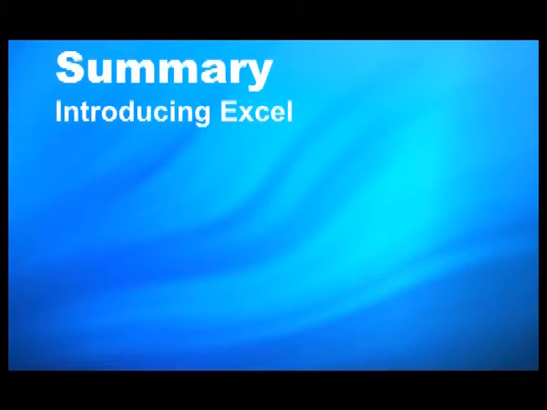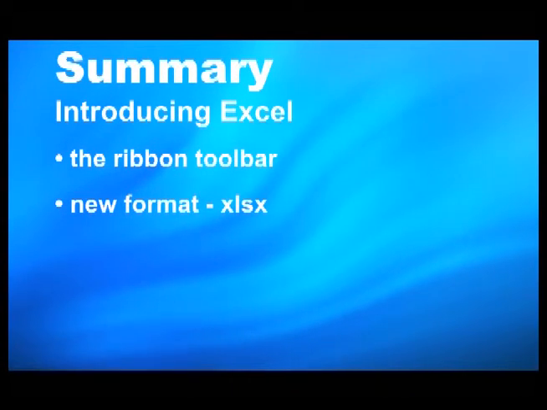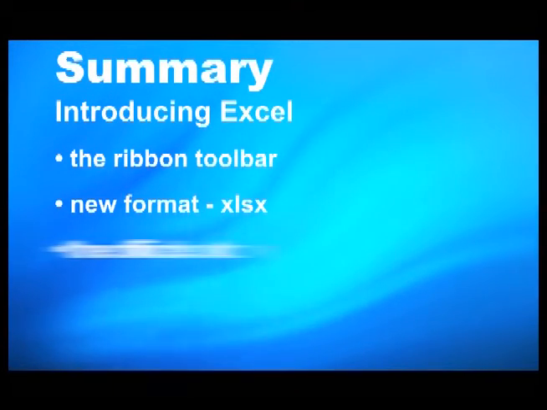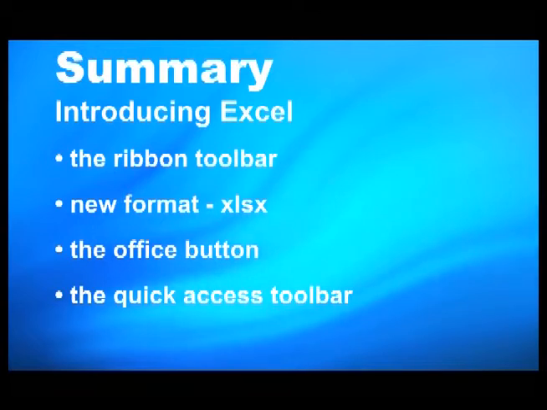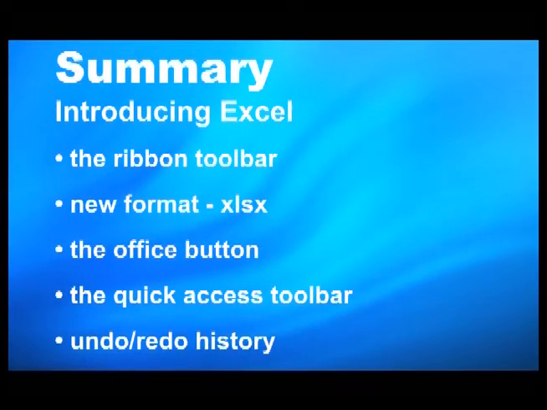Excel 2007 has several new features and improvements. These include the new toolbar called the ribbon, a new document format XLSX, the Office button which contains Excel's file management functions, the Quick Access Toolbar which can be customised, and an Undo-Redo history.